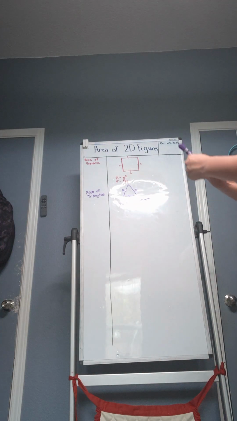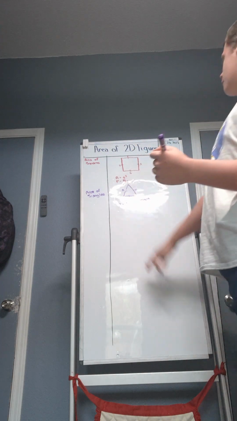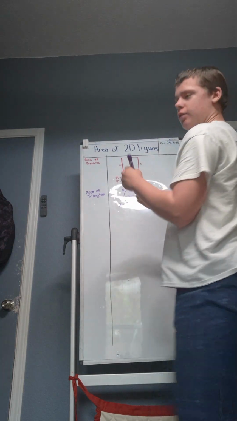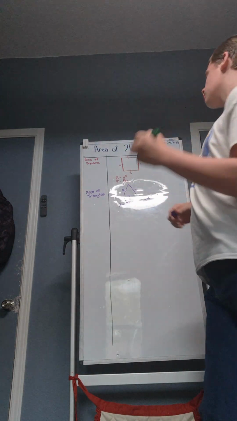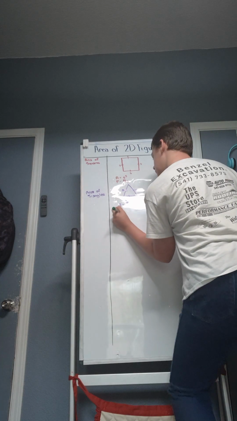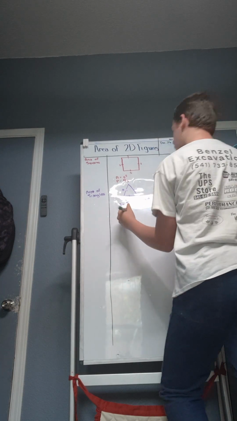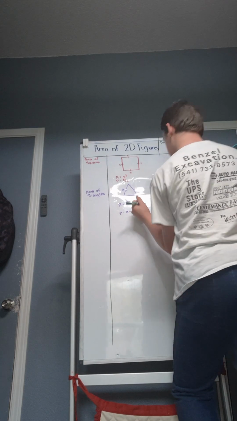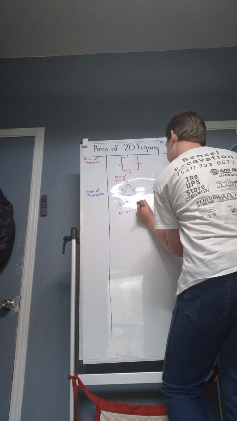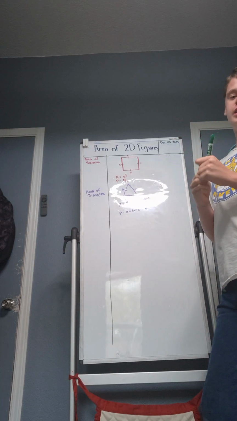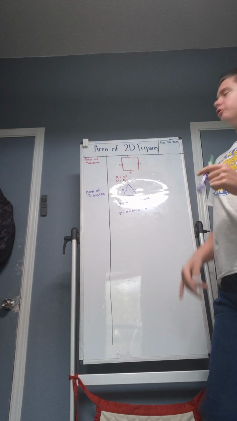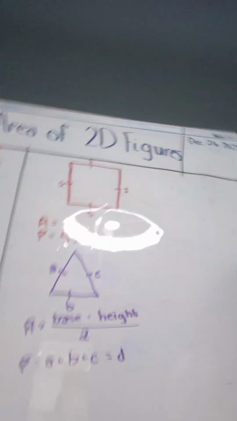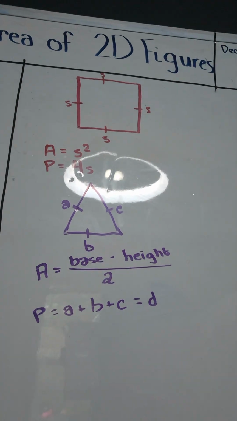Sorry I got in the way, but now we're focusing on the rectangles. So, wait, hold on. We haven't gotten the perimeter. Yeah, so the perimeter of a triangle is A plus B plus C. And the final answer will be B. I don't know if you could see this, but this is basically what I was talking about.